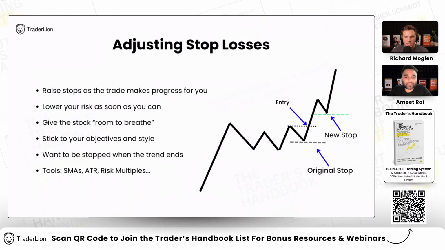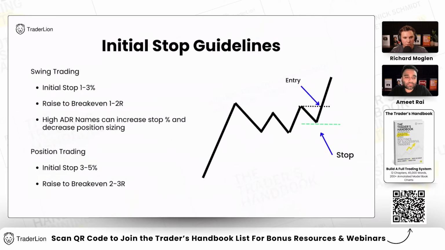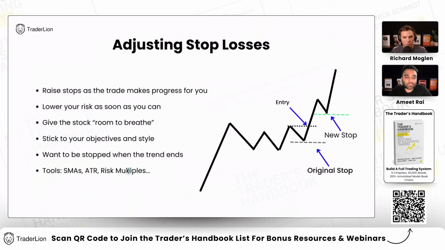All right. Adjusting stops. So say the trade is successful. It starts working. It pushes higher out of the pivot. When do you actually adjust that stop loss up? Basically, like I said, guidelines: raise to break even around 1 to 2R for swing trading, 2 to 3R for position trading. And you want to kind of keep raising it as the stock makes progress for you, but you don't want to choke off the trade, as Mark Minervini likes to say. So you want to give it room to breathe, natural fluctuations.